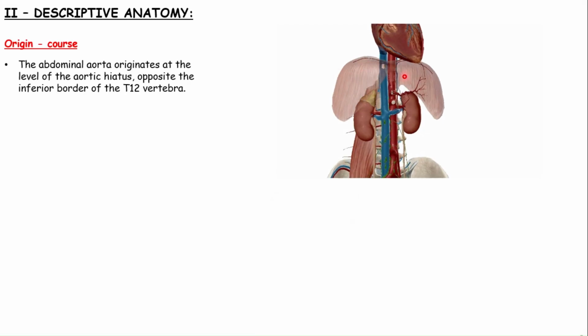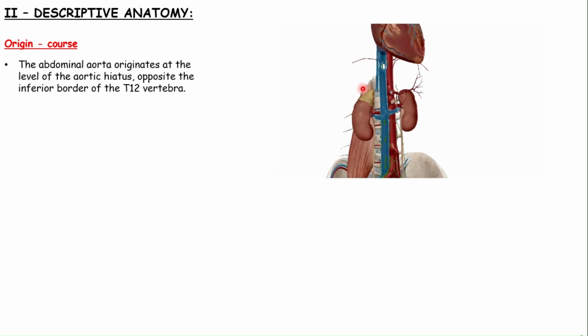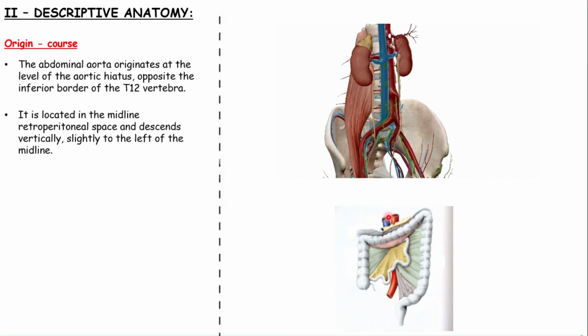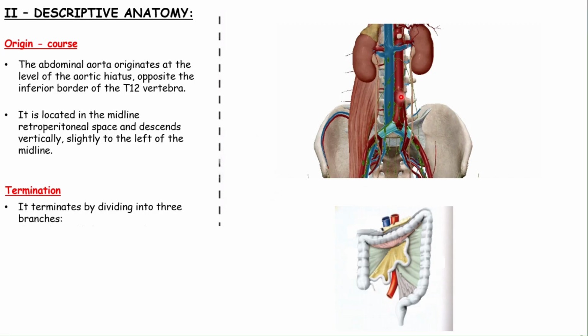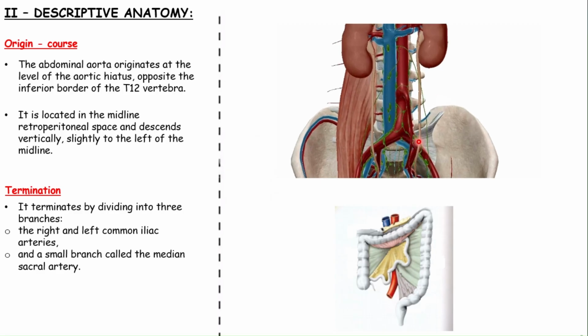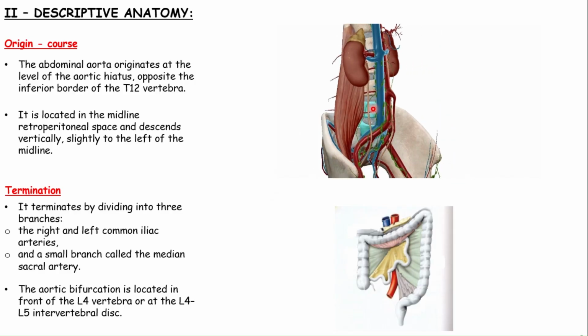The abdominal aorta originates at the level of the aortic hiatus, opposite the inferior border of the T12 vertebra. It is located in the midline retroperitoneal space and descends vertically, slightly to the left of the midline. It terminates by dividing into three branches: the right and left common iliac arteries, and a small branch called the median sacral artery. The aortic bifurcation is located in front of the L4 vertebra or at the L4-L5 intervertebral disc.